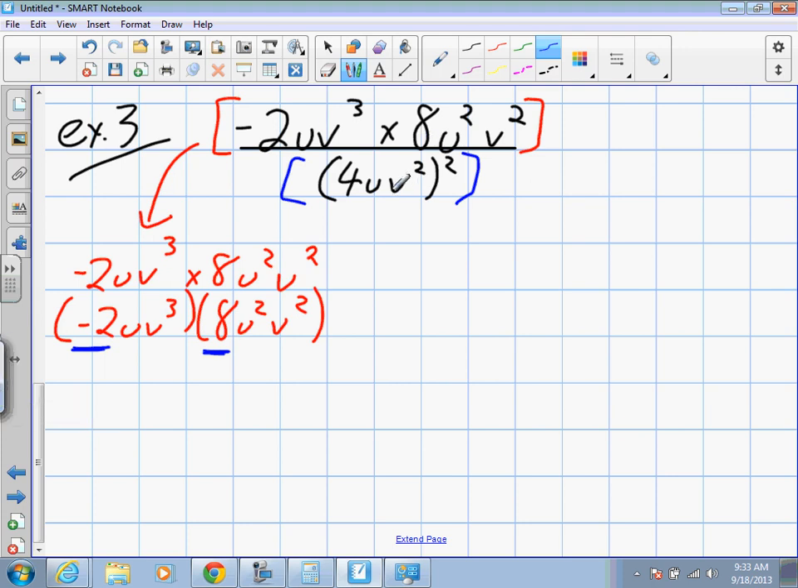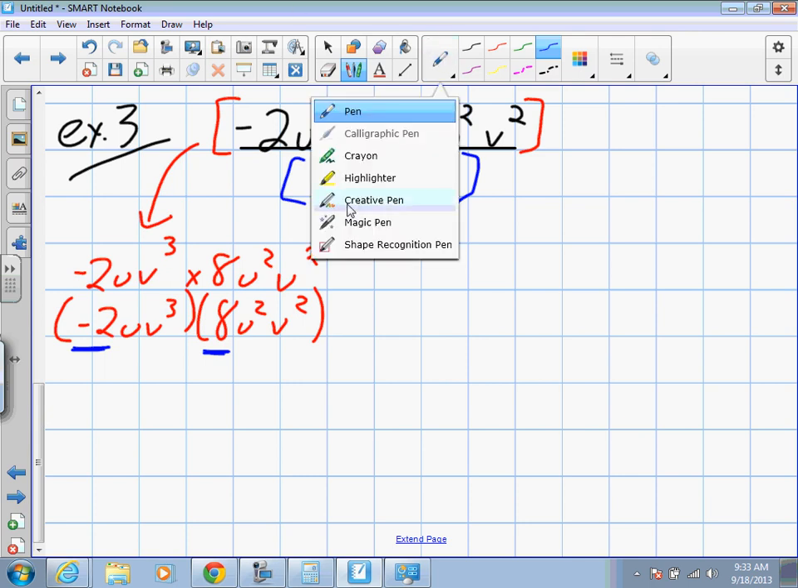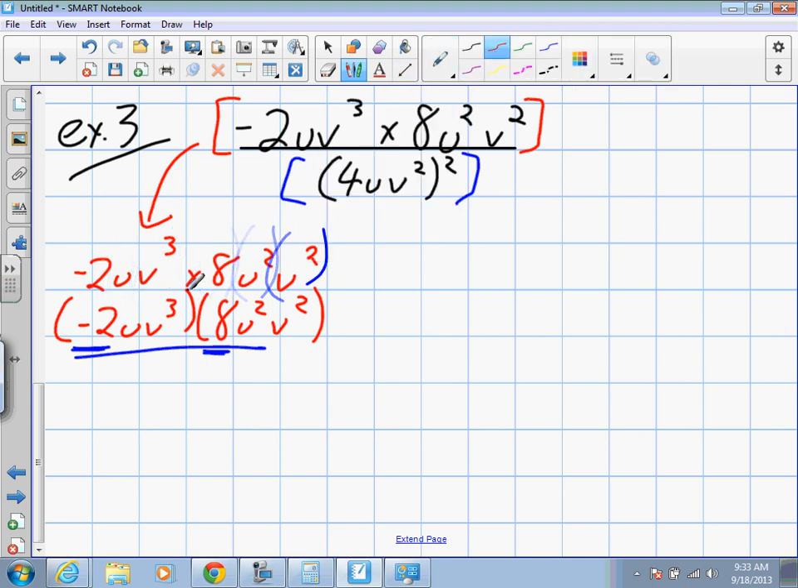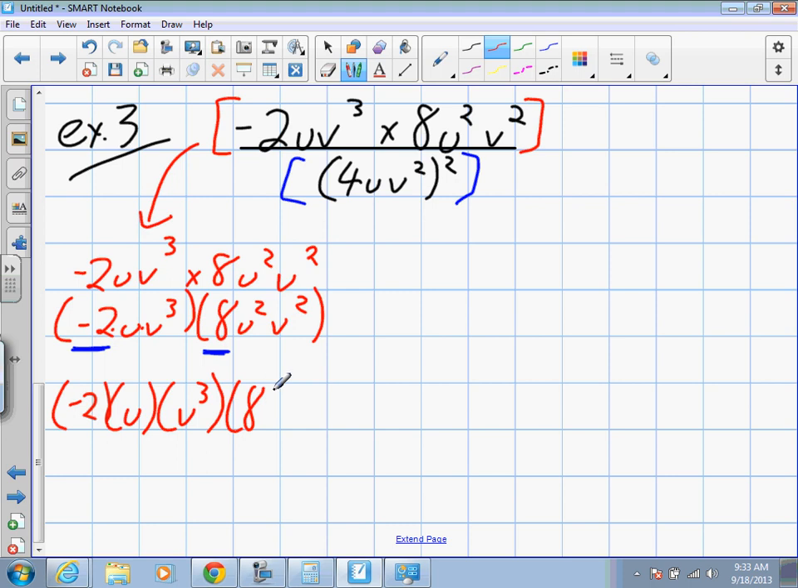Maybe this is hard for you to see. Technically what this means is each of these are multiplied by each other. I'll rewrite it just that way. If you are able to see from here where to go, great. Go from there. But if you're still confused, each of these numbers are multiplied. Anytime we have a coefficient times a variable, it's just a number times a number times a number. So it can be rewritten as negative 2 times u times v cubed times 8 times u squared times v squared.